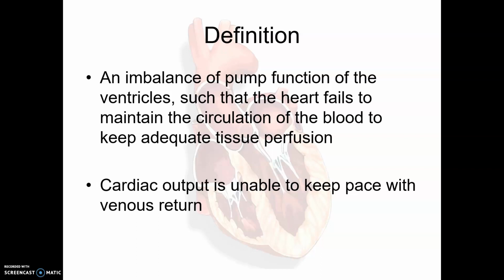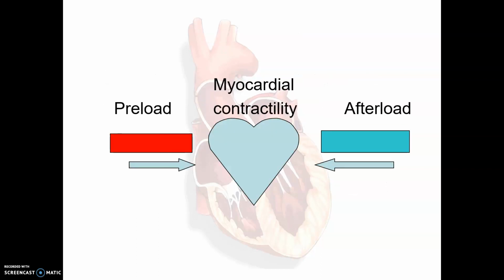So just to remind us that heart failure is an imbalance between cardiac output and venous return, in which cardiac output is unable to keep pace with venous return. So the preload and afterload are not balanced, and this may be due to problems with cardiac contractility.